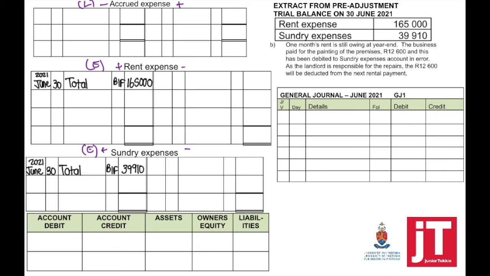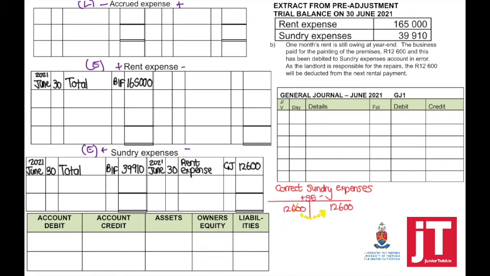39,910. So first we're going to correct the sundry expenses. Sundry expenses were incorrectly debited. This means we need to take it out. To take it out, we need to credit sundry expenses. Account which is going to be debited is rent expense. Why? This is not the responsibility of the business. It's the responsibility of the landlord. So it's not our expense. We are going to take it off from the amount that we still owe.